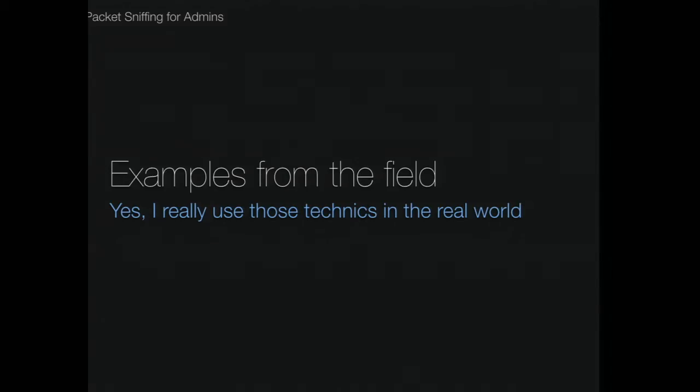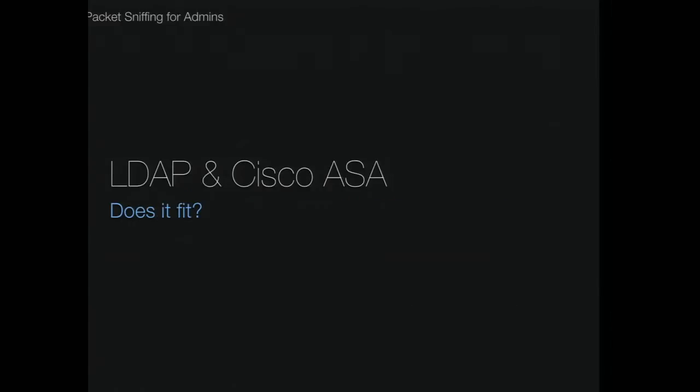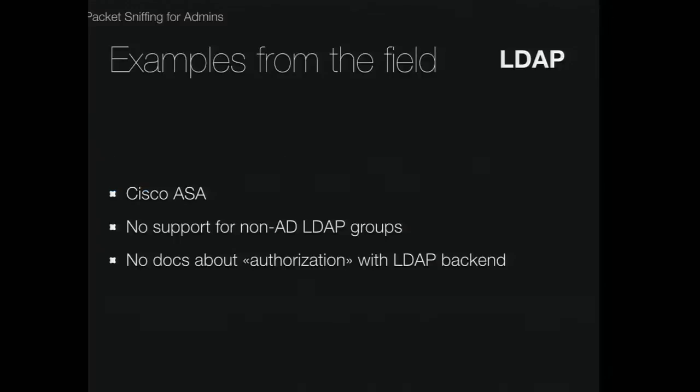Some examples now: two examples from me and two examples from friends. First one is linked to LDAP and the Cisco ASA, the Cisco box used essentially for VPN. The problem I had with this one is really simple. The Cisco VPN concentrator has support for LDAP, but it's more Active Directory LDAP. For example, we don't have support for POSIX group, only AD group.